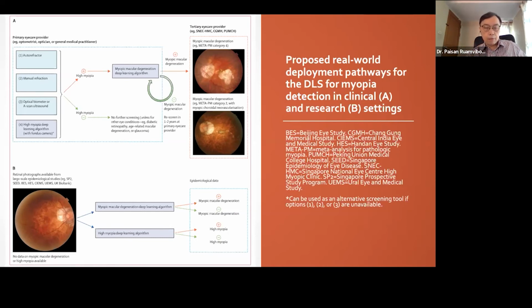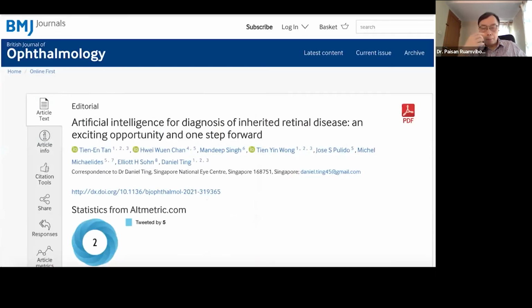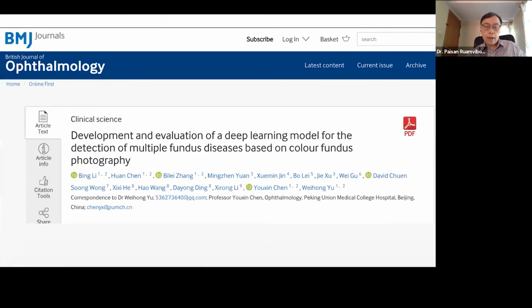And the second option for using this model is B here, to use in large scale epidemiologic studies to detect myopic macular degeneration and high myopia. Well, there are many new papers published for retinal disease. I think this one is quite interesting as well. They use AI for making diagnosis on inherited retinal disease, which sometimes is quite difficult to diagnose. And here's another model they use for detection of multiple fundus diseases at the same time based on color fundus photography.